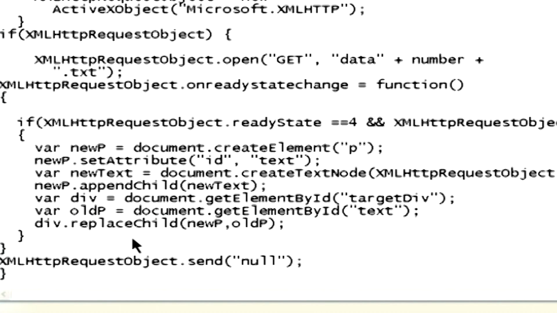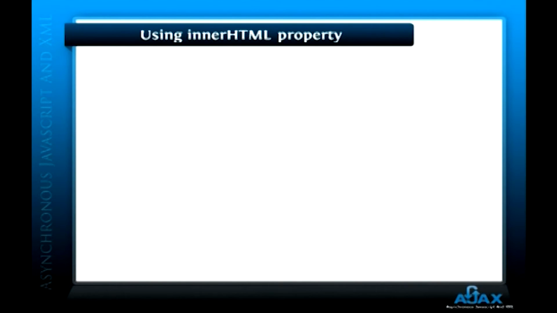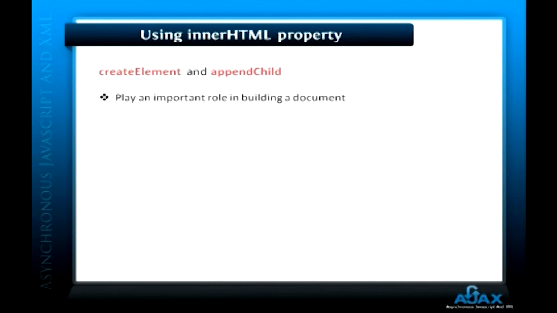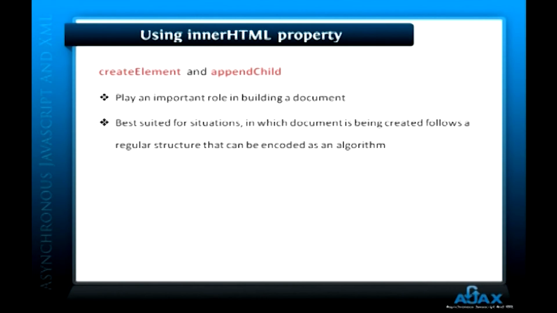So let's move on to our next tutorial. Using innerHTML property. The methods which we have discussed so far provide a low-level control over the DOM API. However, the other two methods, called createElement and appendChild, play an important role in building a document and are best suited for situations in which the document being created follows a regular structure that can be encoded as an algorithm. Well, now let's get into our topic.